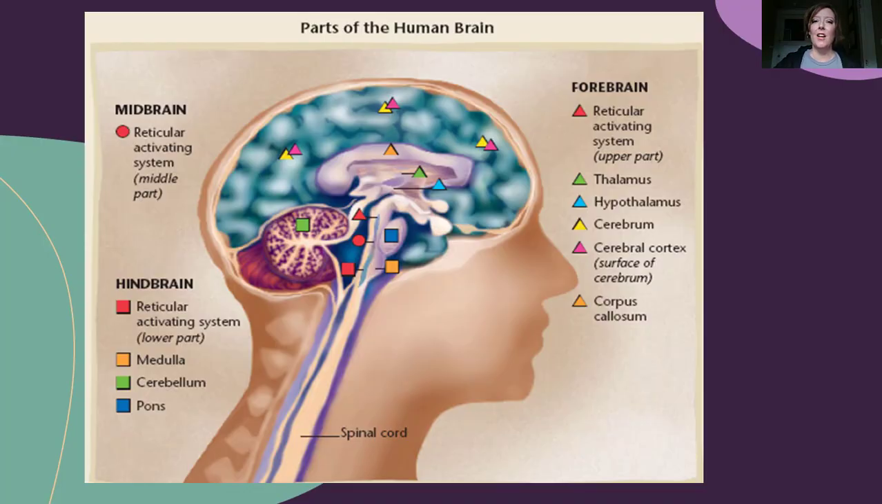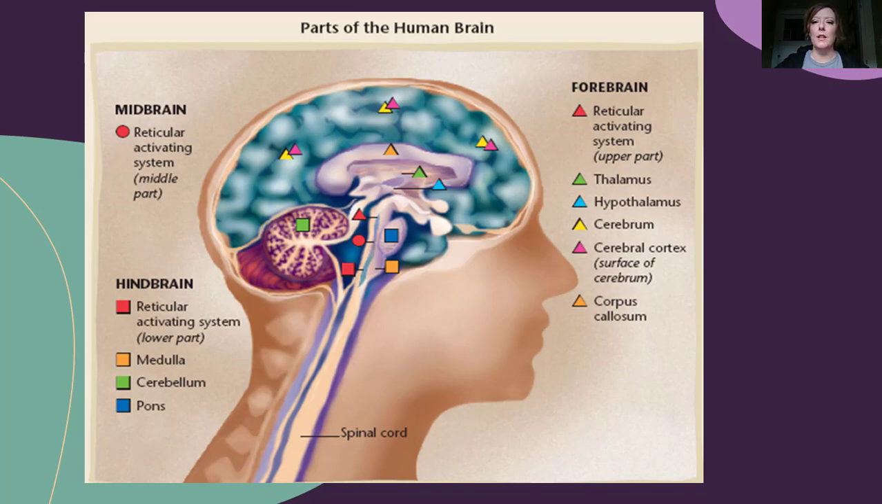So this is just another glimpse into the parts of the brain, and it includes the specific sections of those parts. So in the midbrain, we're talking about the reticular activating system, at least the middle part, because there's also part of the reticular activating system in the lower part of the hindbrain. In the hindbrain, you're also going to find the medulla, the cerebellum, and the pons. And these are all involved in very vital, primitive functions like balance and our sleep rhythms.